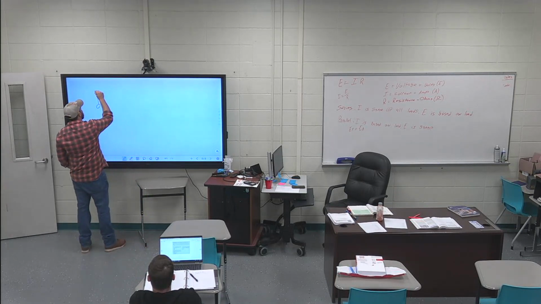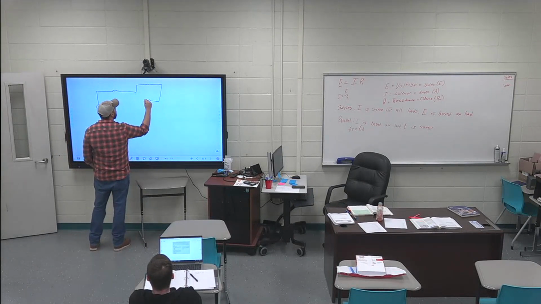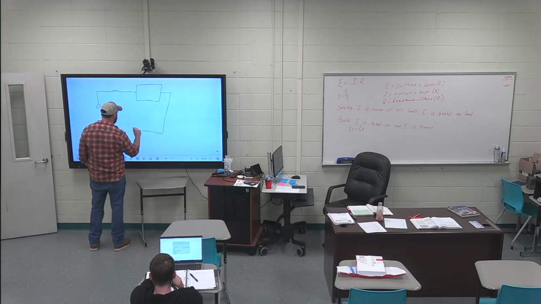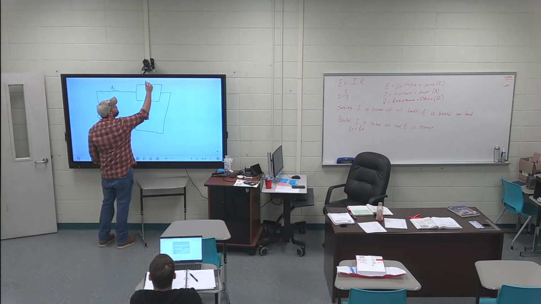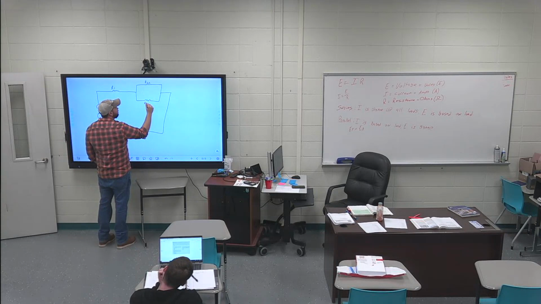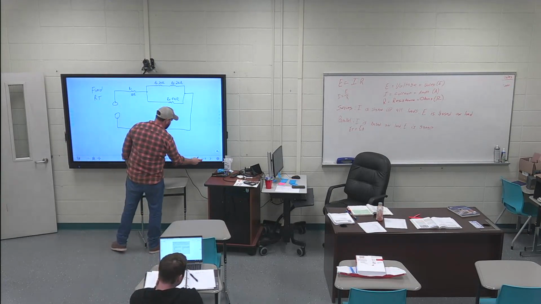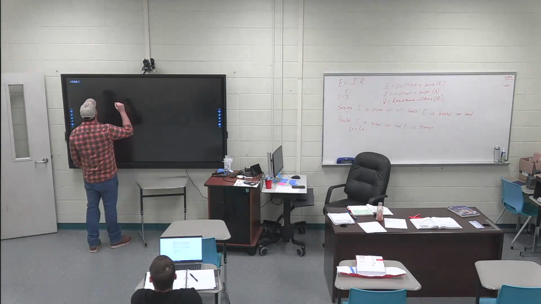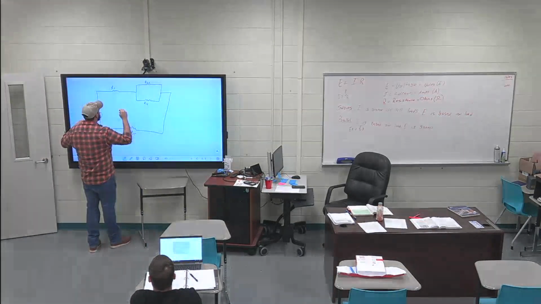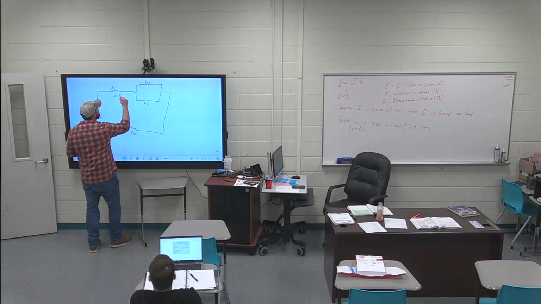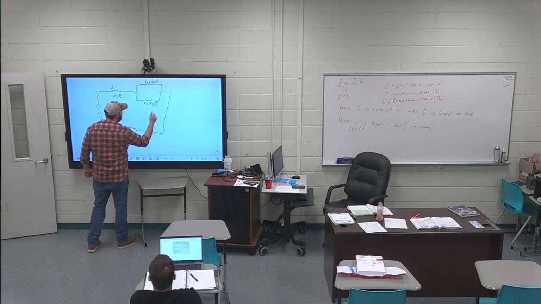So my new picture would be R1. This would be, I named this R23, R4, and R5. Ten ohms, 40 on top, 40 at the bottom, 40, and 5, right?